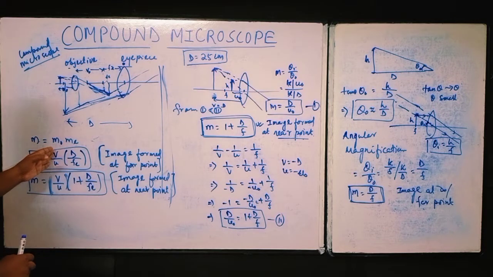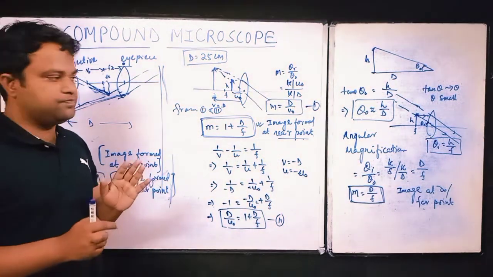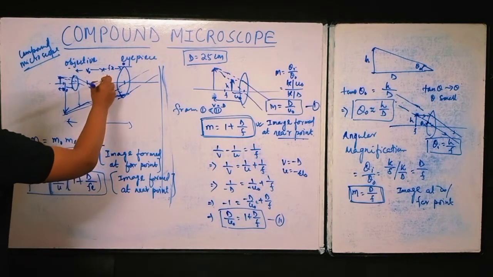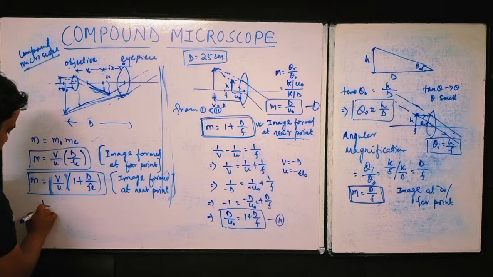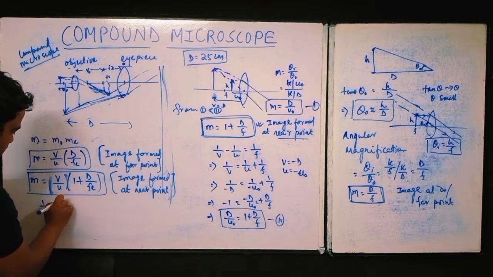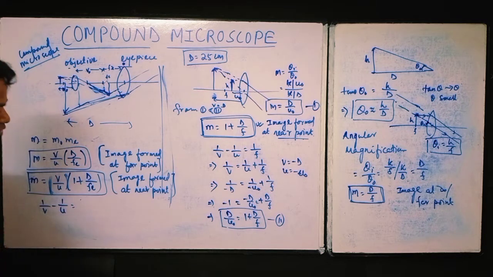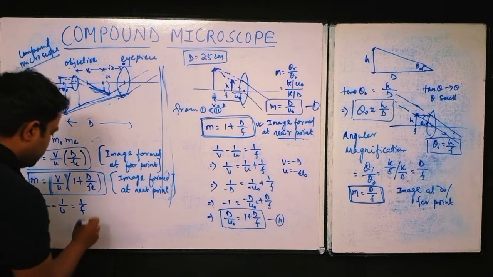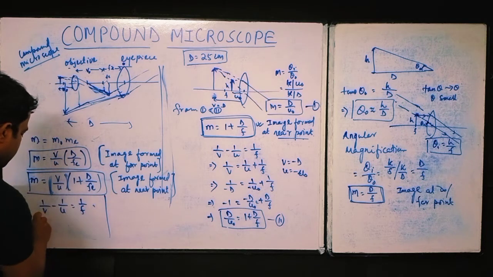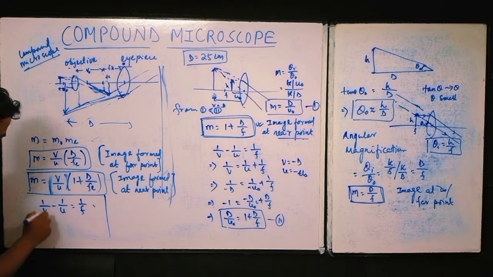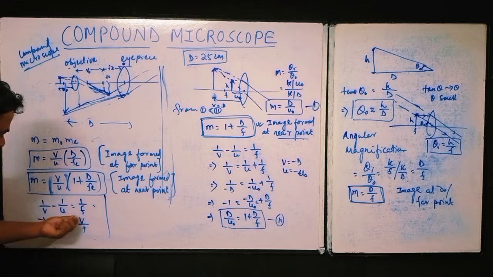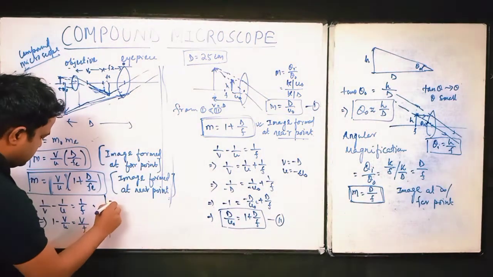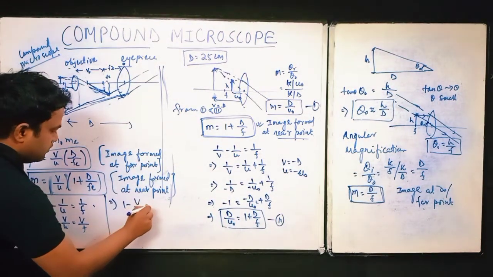So this is your magnification. Now this V by U we can also represent in this way. From the lens formula, 1 by V minus 1 by U equals 1 by F. Okay, so here V by U, just multiply V on both sides, so it will be 1 minus V by F. So I'll take V by U to the right and bring this here, so I'll get 1 minus V by F equal to V by U, right?